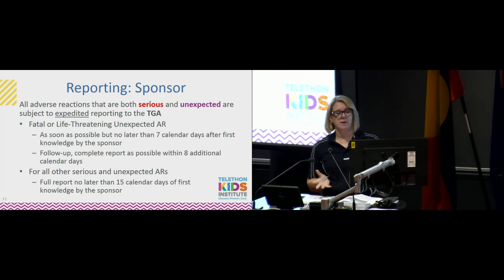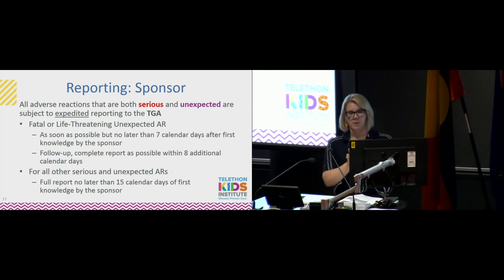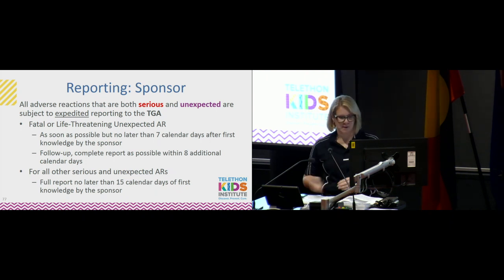For all other serious unexpected adverse reactions that are not fatal or life-threatening, they need to be reported no later than 15 calendar days of the first knowledge by the sponsor. That's a really important point: it is the first knowledge by the sponsor, not the time when it happened, but within that time frame of the sponsor becoming aware of it.